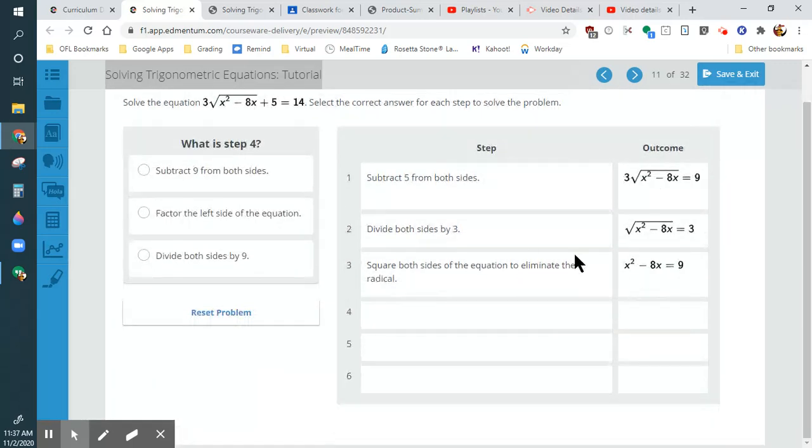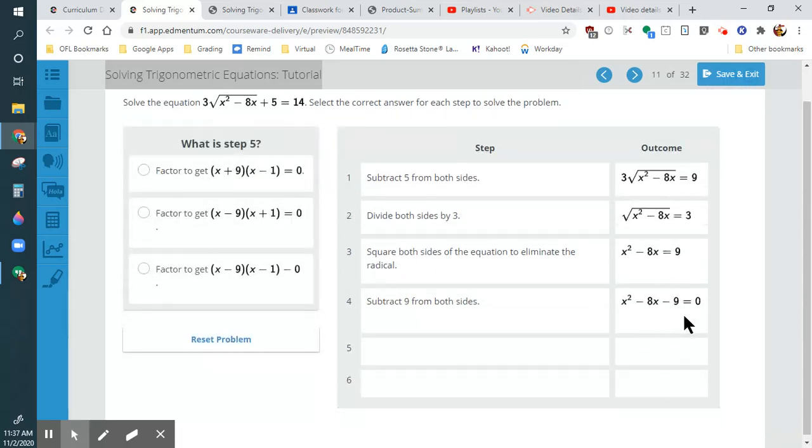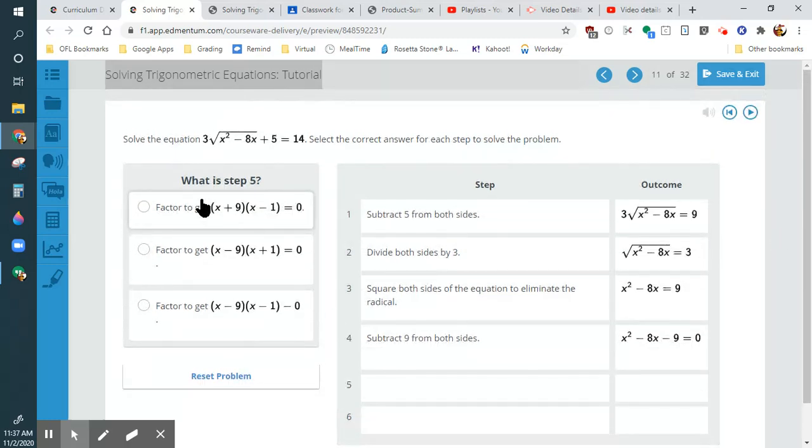All right. Now I'm going to need to move this 9 over. Once I move that 9 over, I can start doing the box method or whatever to solve it. So I'm going to subtract 9 from both sides. Now it's a nice quadratic. So you can either factor it or use the quadratic formula. They want us to factor.